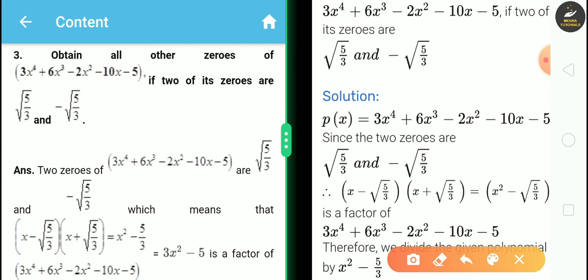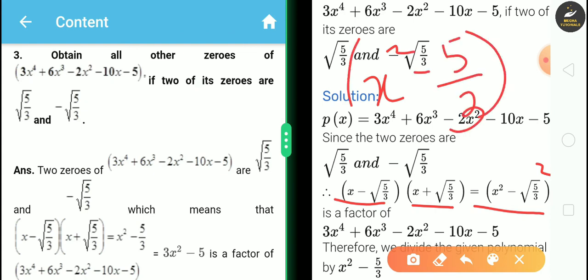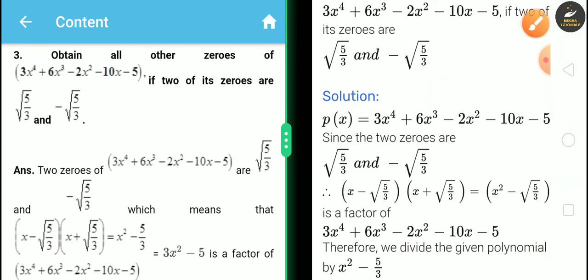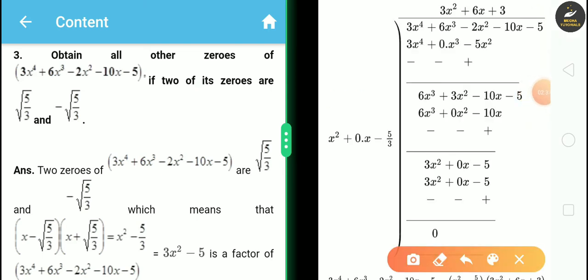Now this is the situation of a minus b, a plus b is equal to a square minus b square. Therefore we can write x minus root 5 upon 3 into x plus root 5 upon 3 is equal to x square minus root 5 upon 3 square. Okay. So x square minus, we can write root 5 upon 3 square as 5 upon 3. So divisor is x square minus 5 upon 3. Okay. Therefore we divide the given polynomial by x square minus 5 upon 3. So let's start with the division.